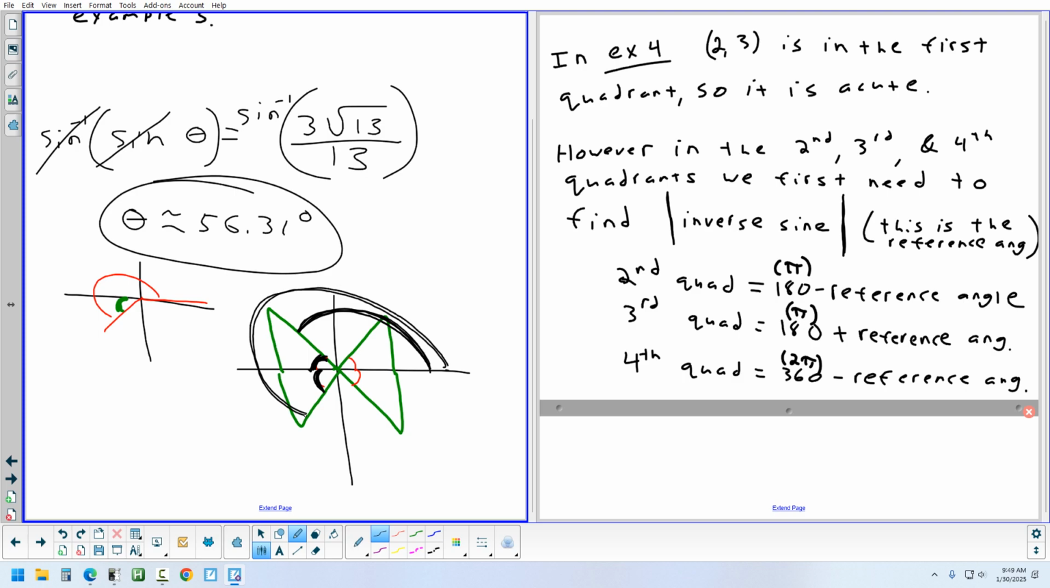And in quadrant 4, that's your reference angle. If you subtract that from 360, that will give you that piece right there. Because 360 would be all the way around, but you're not going all the way around, you're that much short of going all the way around. So if you subtract that from 360, you'll get the amount that you did go around.